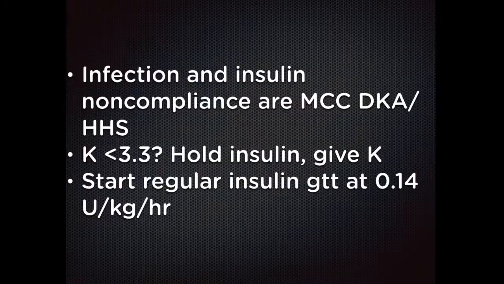Yeah. So the take-home points: the most common precipitating causes for DKA and HHS are infection and insulin non-compliance. If your potassium is low, hold the insulin, replete the potassium first if it's less than 3.3. Start your drip at 0.14 units per kilogram per hour, no need for a bolus. All right, Paul, that was the Journal of Emergency Medicine's Hyperglycemic Crisis.